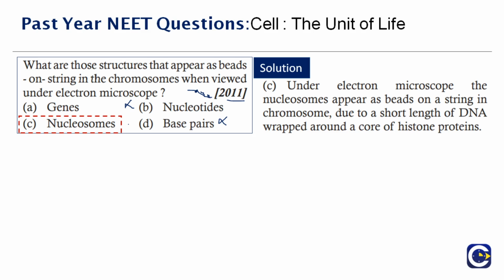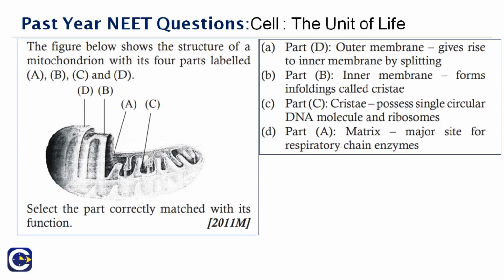Under electron microscope, they appear as beads on the string of the chromosome. Why? As I already said, nucleotide is quite larger or longer, so this is shorter. Therefore they have that appearance, a shorter length of DNA wrapped around a core of histone proteins. So this is the answer for this question. Now let's move to the next question here.